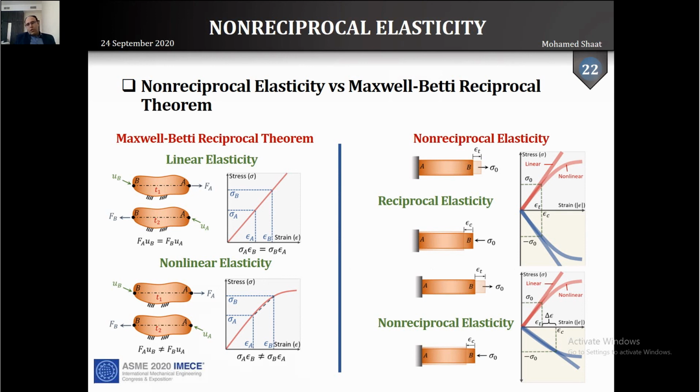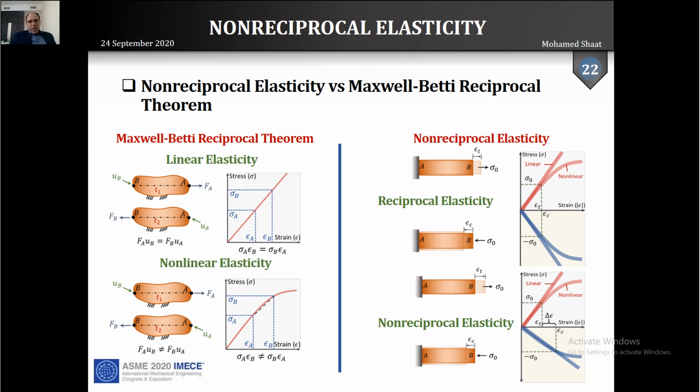So the question now is, which passive material can be used for realizing static non-reciprocity? By virtue of the Maxwell-Betti reciprocal theorem, nonlinear materials have been suggested to achieve non-reciprocity. However, this is not necessary. A nonlinear material may or may not achieve non-reciprocity, especially static non-reciprocity. This has been demonstrated recently by some scholars.